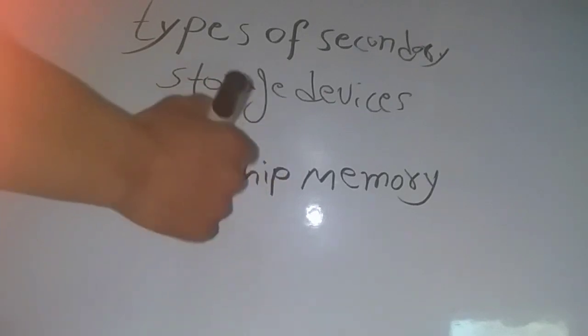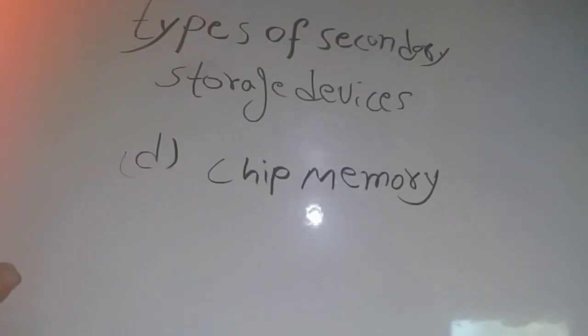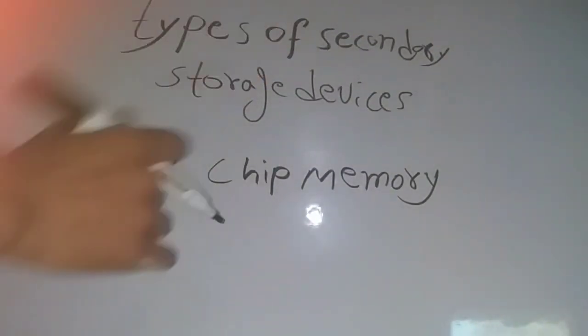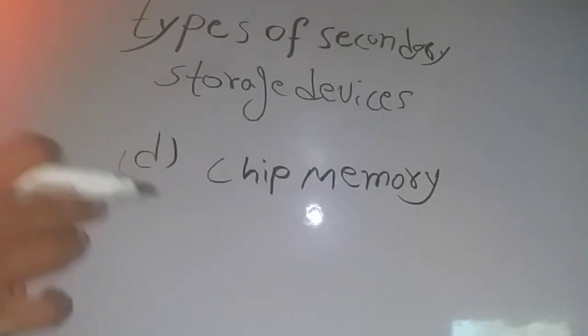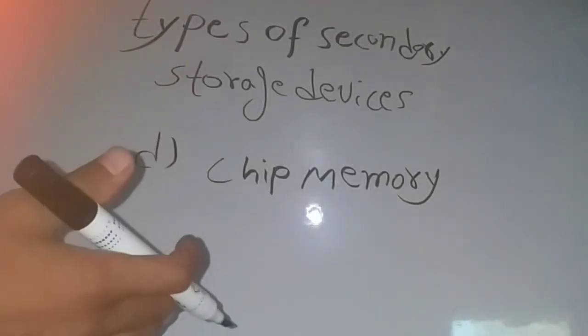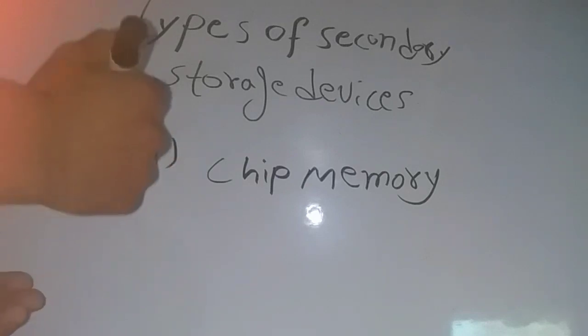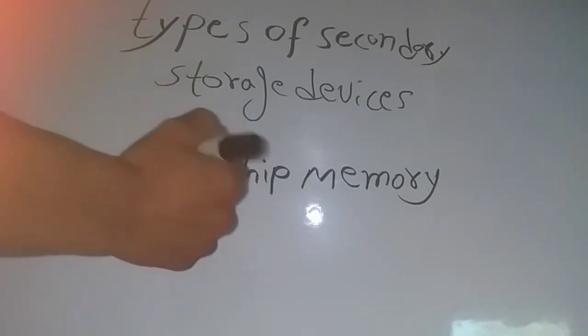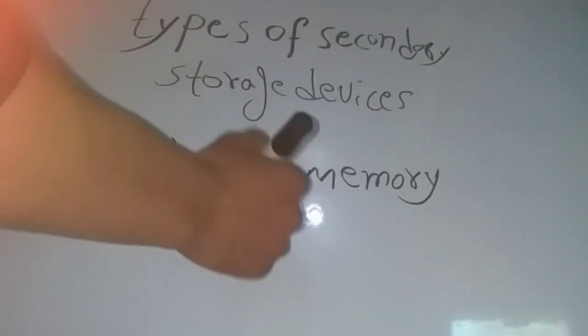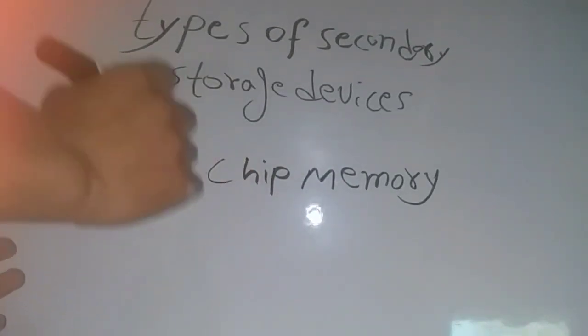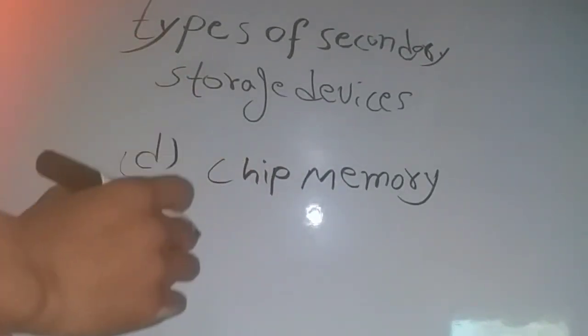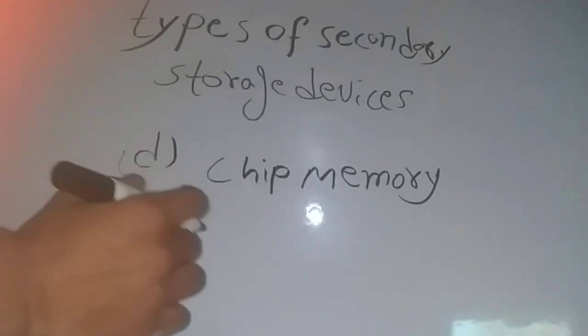Number four, type: chip memory. This is a type of secondary storage device. Chip memory. What is chip memory? Chip memory, or micro memory, is a small piece of semiconducting material, usually silicon.